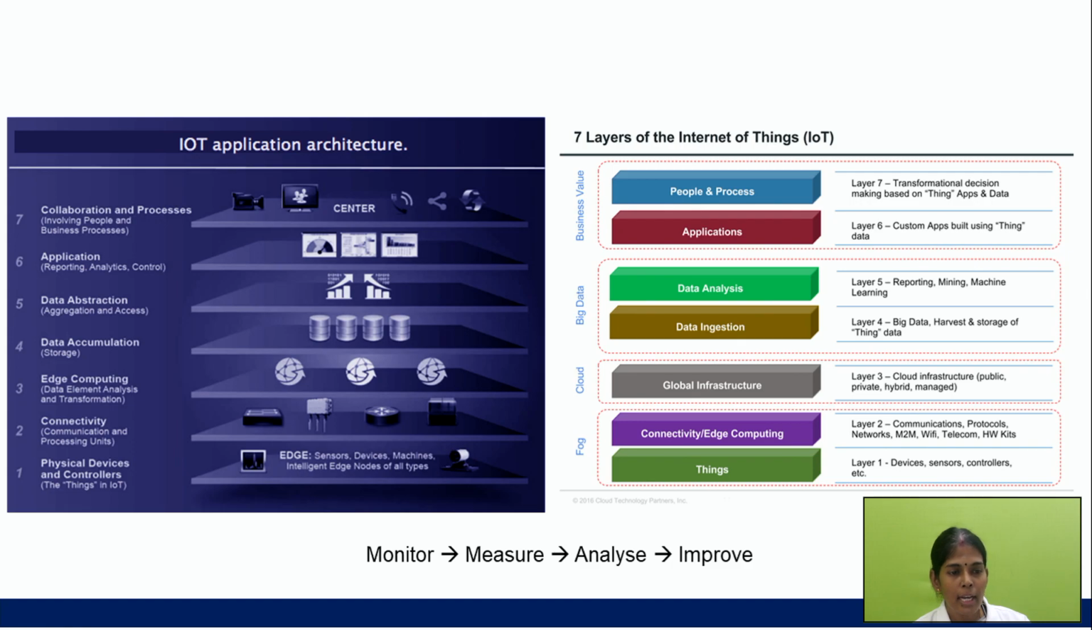The fourth layer of the IoT architecture is data accumulation. This accumulation is used to store all the information in this layer. Fifth one is data abstraction. In this data abstraction, we are going to aggregate the data and access the right data in this application layer. Sixth layer of this architecture is the application layer, that is reporting, analyzing and controlling all the layers in this application. Seventh one is collaboration and processing. This collaboration and processing layer involves the people and business purpose. We are using this 7th layer. This is the architecture of IoT.